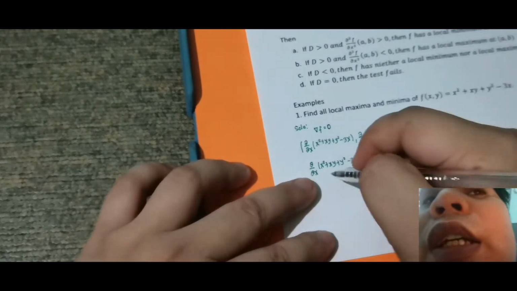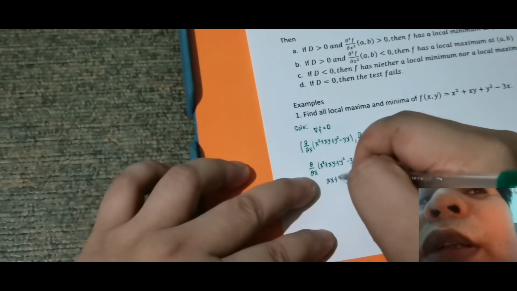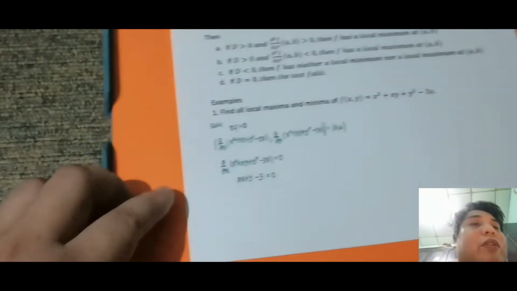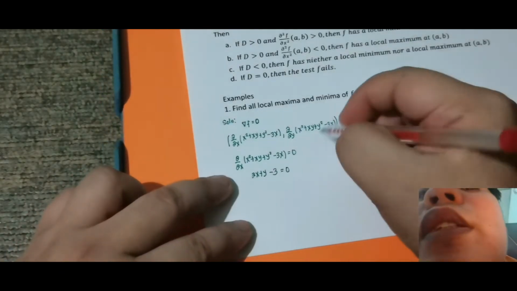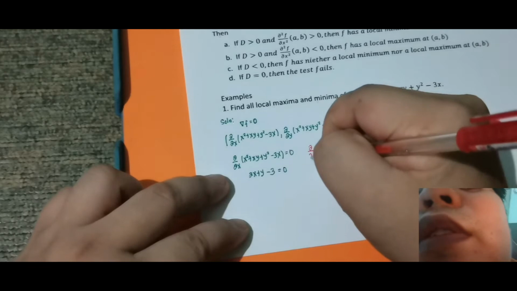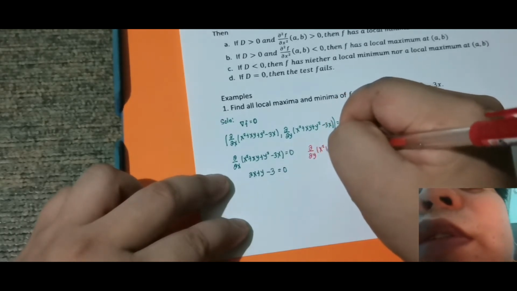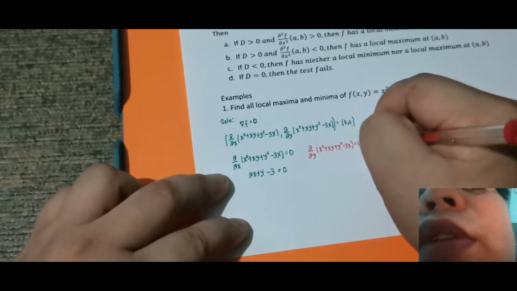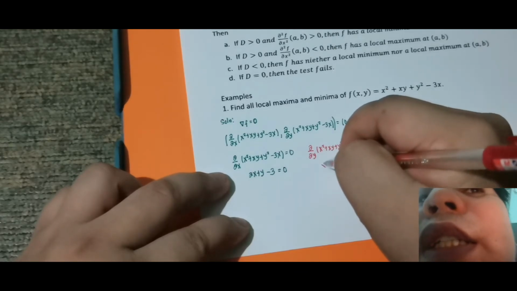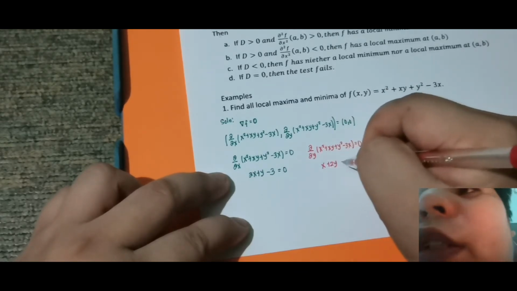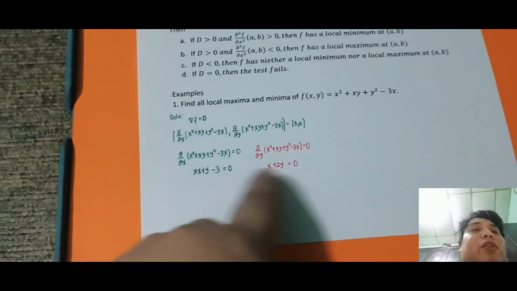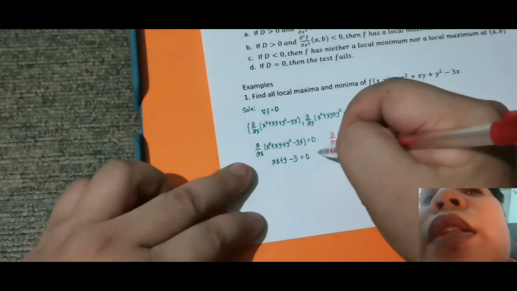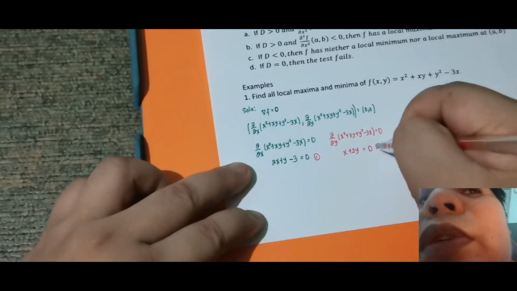So solve natin literally. So this is just 2x plus y minus 3 is equal to 0. So yan yung ating equation number 1. Yan yung una natin nakuha. So next is the partial derivative with respect sa y ng x squared plus xy plus y squared minus 3x is also equal to 0. So this is just equal sa x plus 2y is equal to 0. Okay, so we have two equations na form. So this is equation number 1, then equation number 2. So from there, pwede tayo mag-derive.